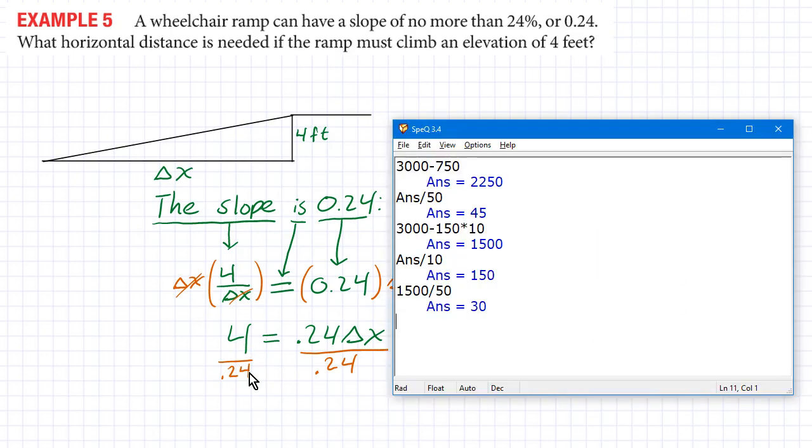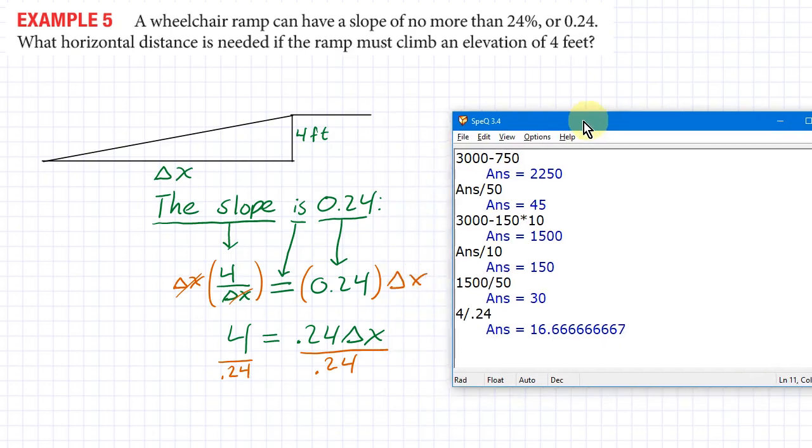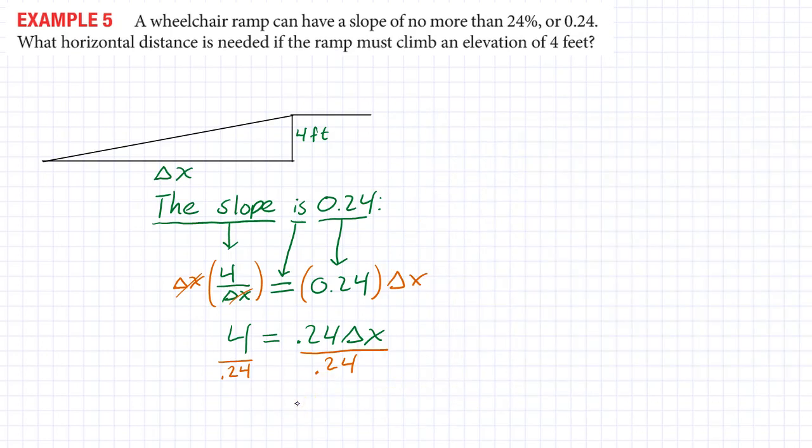Here's my calculator app to do 4 divided by 0.24. That comes out to be 16.666, 16 2/3. Let's write that as 16.67, sounds like enough precision, rounding off there.